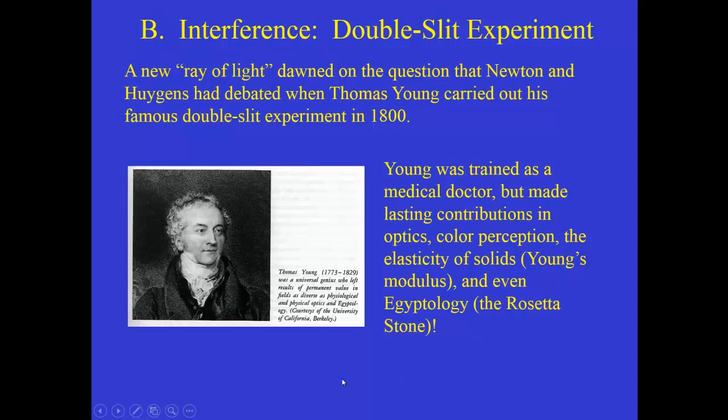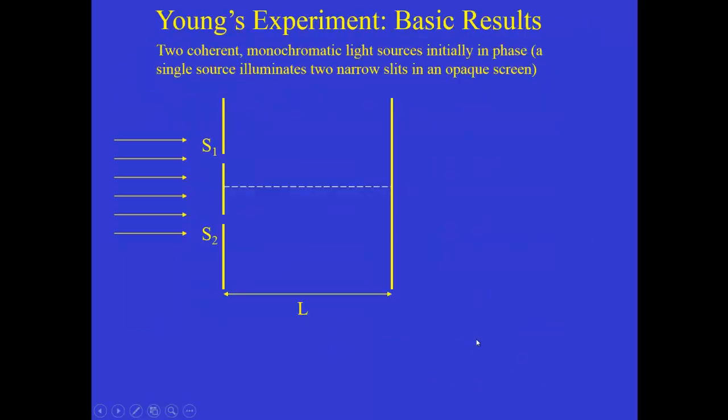Young was trained as a medical doctor, but back in those days it was very easy to make contributions in more than one area of science, and so he contributed significant things to our understanding of color perception, the elasticity of solids, Young's modulus, which is a property of the elasticity of solids, that's named after him, and he even helped do some work that led to the deciphering of the Rosetta Stone.